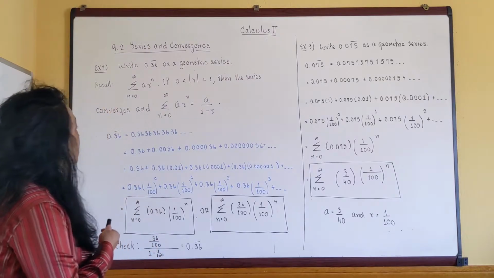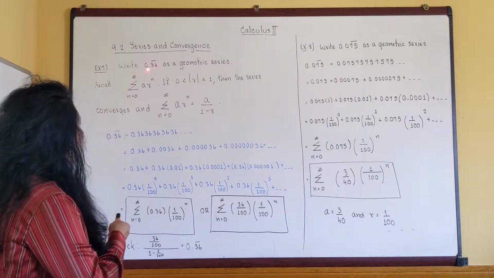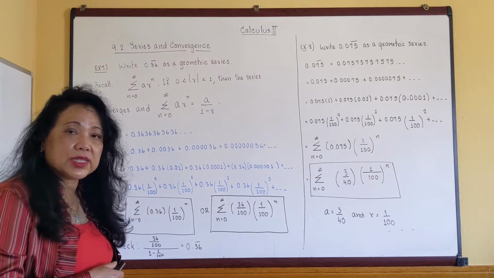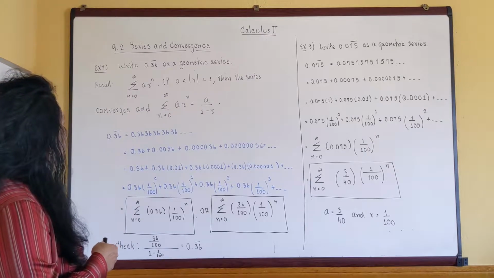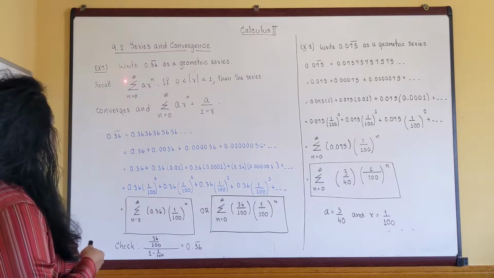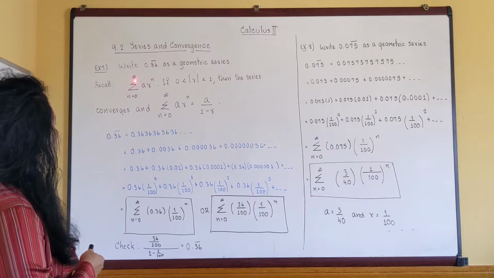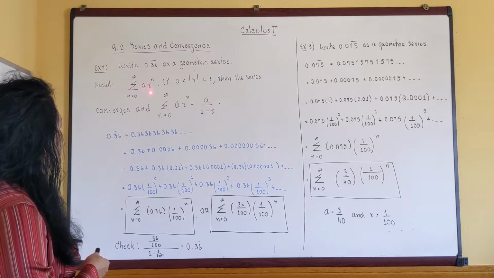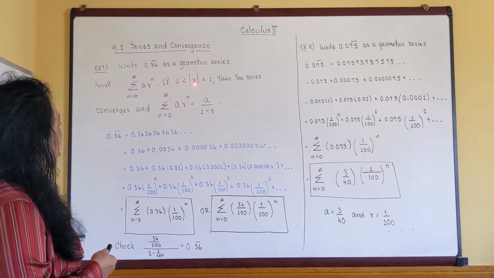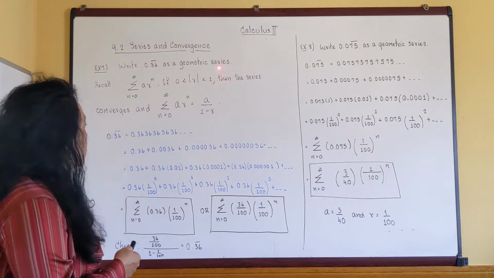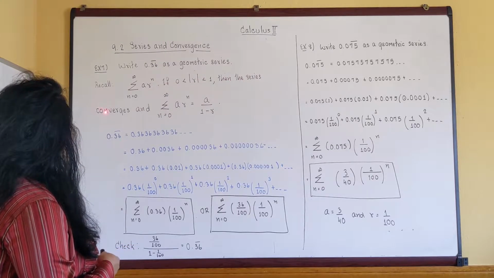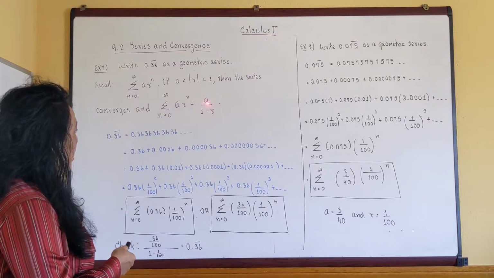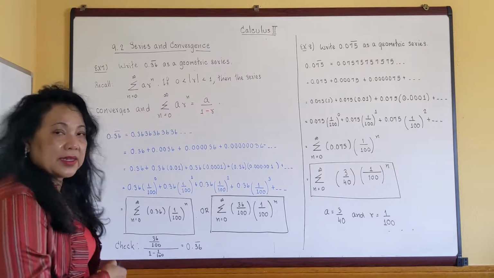9.2, I want to show you that sometimes if you have a repeating decimal, you can rewrite it as a geometric series. Alright, let's review our last section first. The geometric series is in the form of sigma n from 0 to infinity a times r to the n. And if the absolute value of r is between 0 and 1, then it converges, and the sum is given by the formula a over 1 minus r.